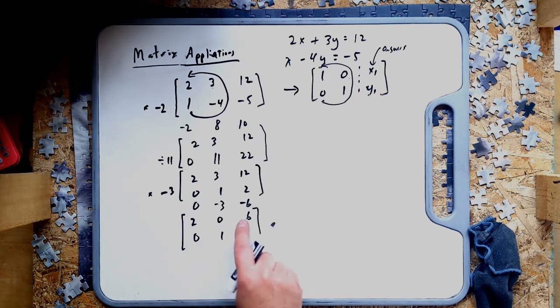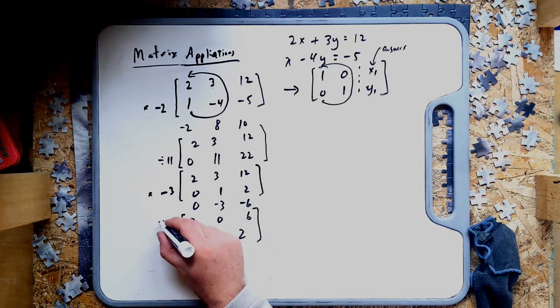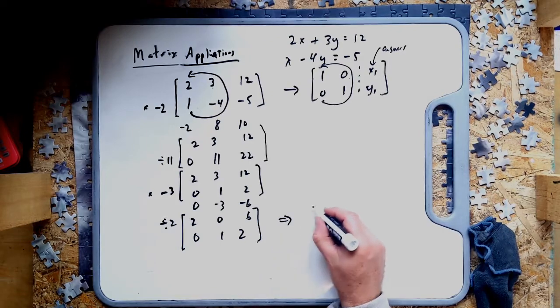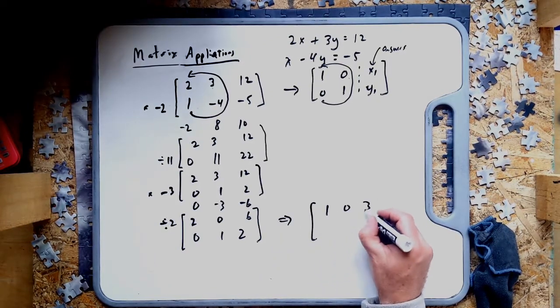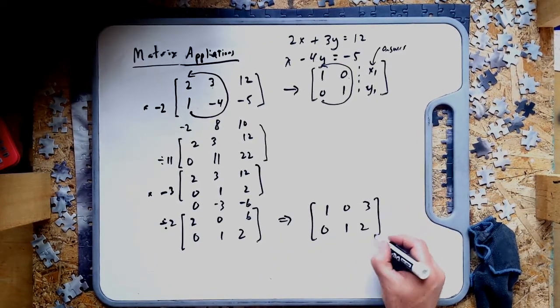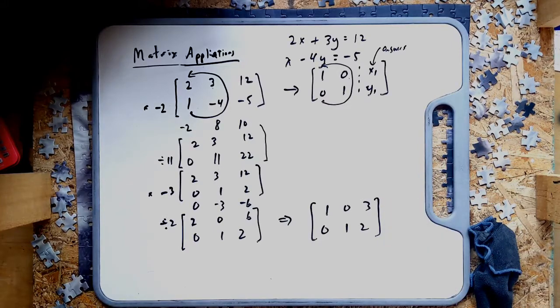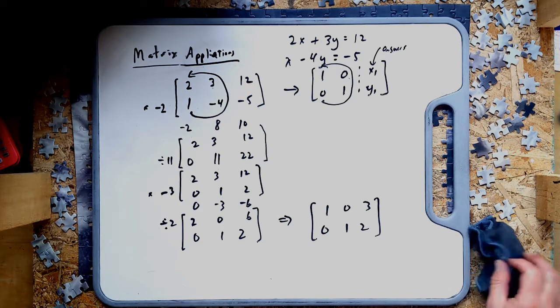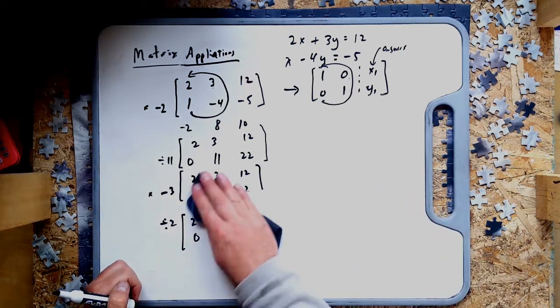And then finally this says 2x is 6, so I'm going to divide the top by 2, and that gives me my final matrix, which is 1, 0, 3, 0, 1, 2. In other words, x is 3, y is 2, which I can see works up there also. 2 times 3 is 6, plus 3 times 2 is 6, gives you 12, and 3 minus 4 times 2, or 3 minus 8, equals negative 5. So there's my answer.